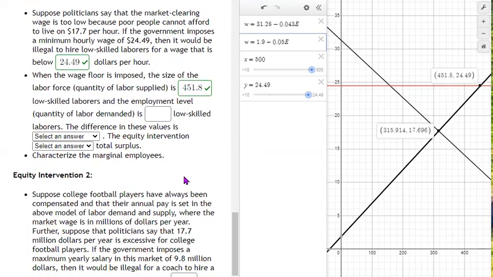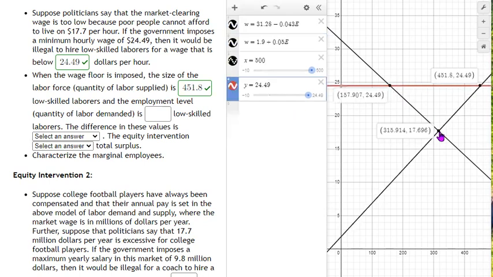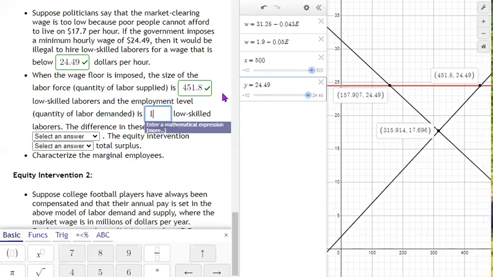Right? Now, the employment level is the number of employees firms hire. It's the quantity of labor demanded, right? So instead of hiring 315.91 workers at 17.70, this law means firms have to pay 24.49 and are willing to hire only 157.91 workers, right? So this is the employment level, 157.91.